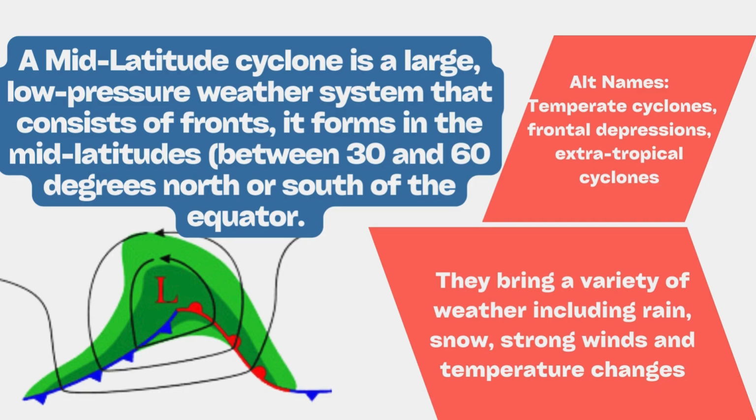There may be different names for mid-latitude cyclones. They may be called temperate cyclones, frontal depressions, or even extratropical cyclones. These weather systems bring a variety of weather, including rain, snow, strong winds, and also temperature changes.